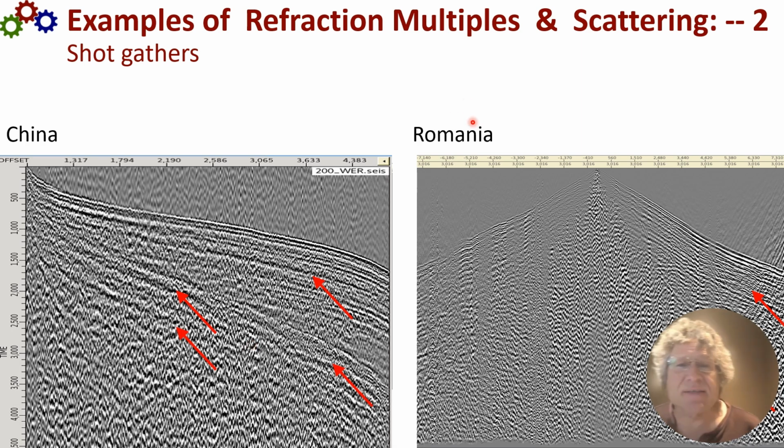On the right is an example from Romania. This I actually pulled off the web. Here you can see these later arrivals that are almost perfect echoes of the first break. And then here you can see the shear refraction multiple, and it has a lot of incoherency. So this is actually a major problem with data.